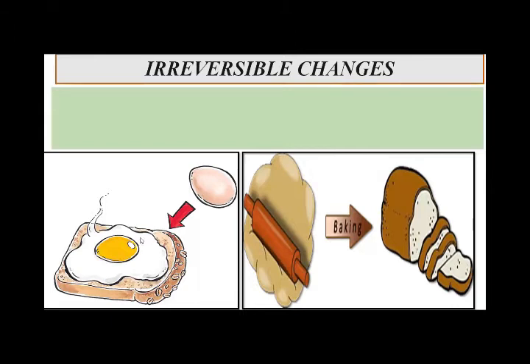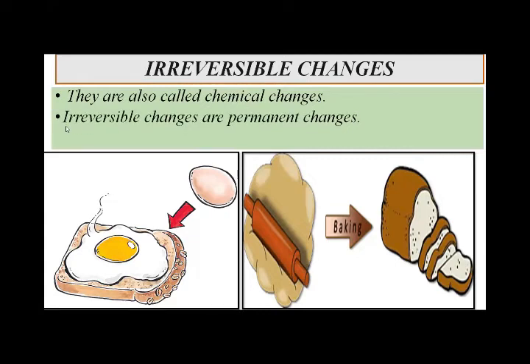So what is the definition of the irreversible change? The definition of the irreversible change is they are also called a chemical change. Irreversible changes are permanent change. These changes produce a completely new material.